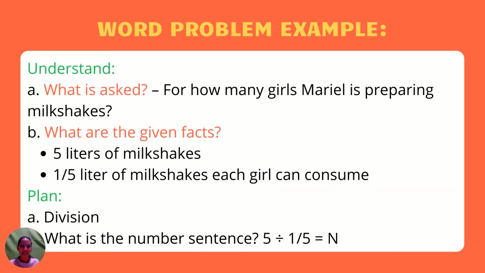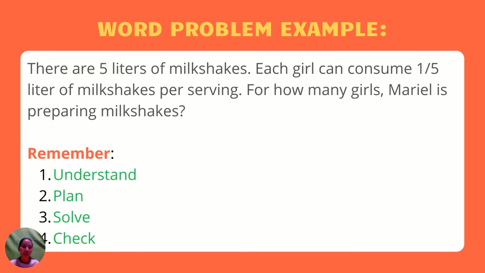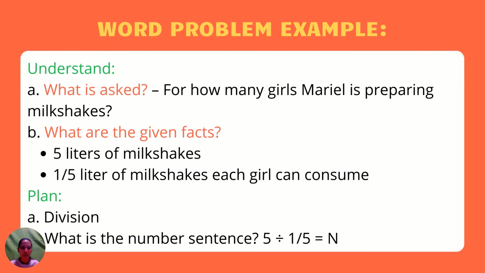So what is asked? Sabi doon, for how many girls Marielle is preparing milkshakes? That's the question asked. Next, letter B, what are the given facts? Dito may nakalagay na 5 liters of milkshake at saka 1/5 liter of milkshakes per serving na nakukonsume ng bawat girl. Okay? Our plan is division. And what is the number sentence? 5 divided by 1/5 is equals to n.